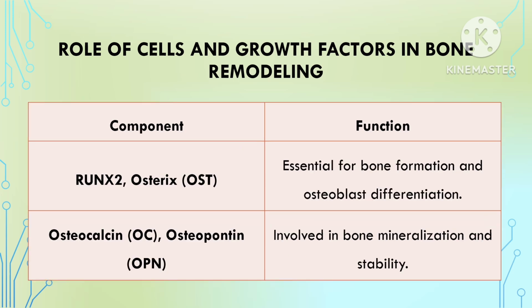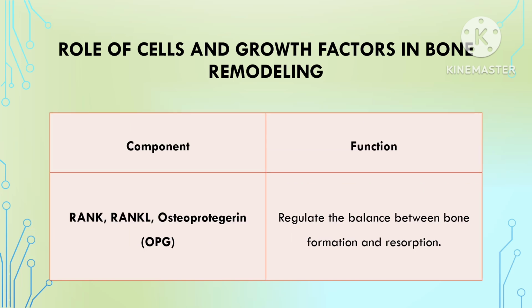Bone healing is controlled by several growth factors which regulate the formation, mineralization, and remodeling of bone. First, RUNX2 and Osterix play a crucial role in osteoblast differentiation. That means they help to convert the immature cells into bone forming cells, and without them, new bone cannot form properly. Next, as the bone matures, osteocalcin and osteopontin step in. These proteins aid in bone mineralization, making the newly formed bone stronger and more stable.